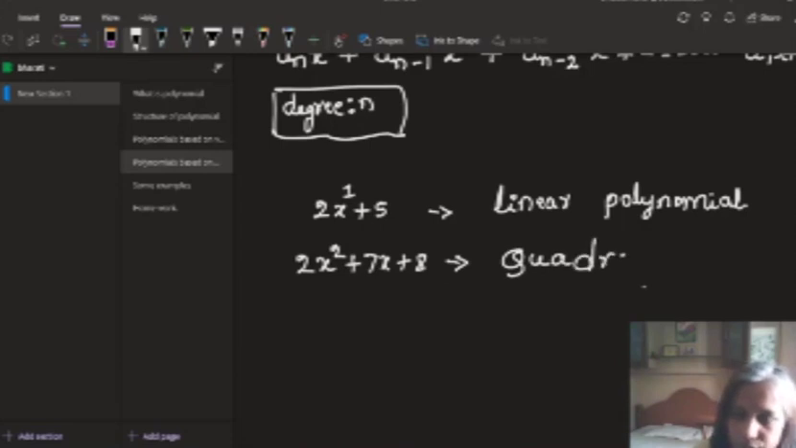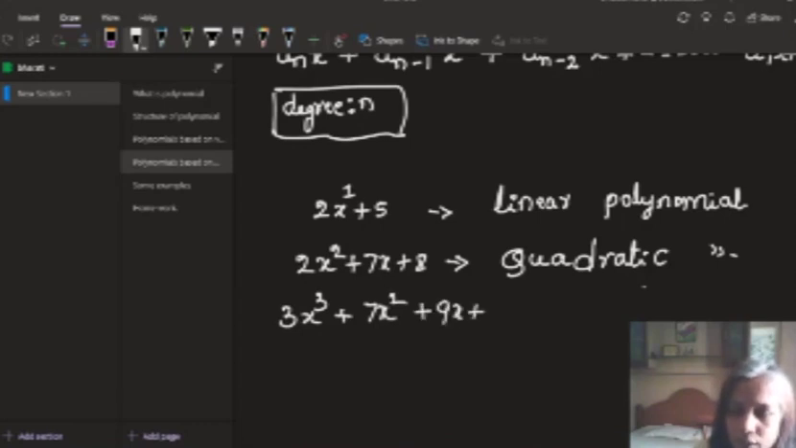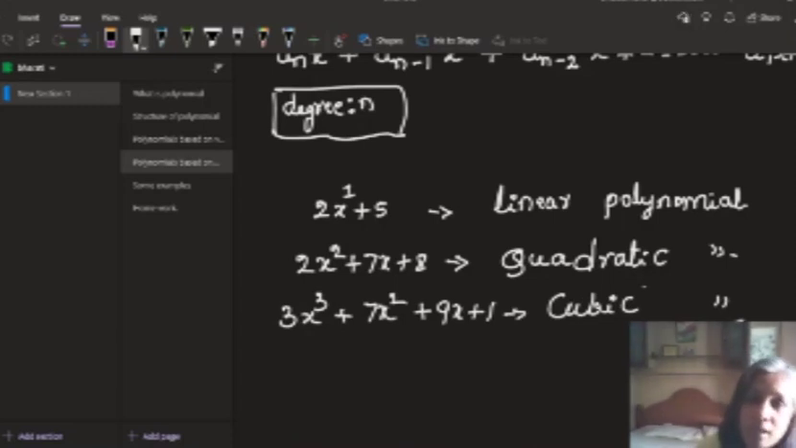quadratic. It is quadratic polynomial. Similarly, you can write one more polynomial, 3x cube 7x square plus 9x plus 1. Its degree is 3. Don't worry about terms, you just see the degree. Its degree is 3. We call it as cubic polynomial. In this way, we can categorize the polynomials. Lastly, we can write the degree n polynomial in general.